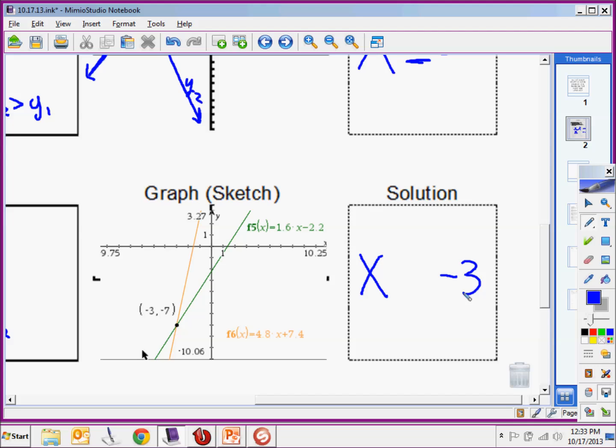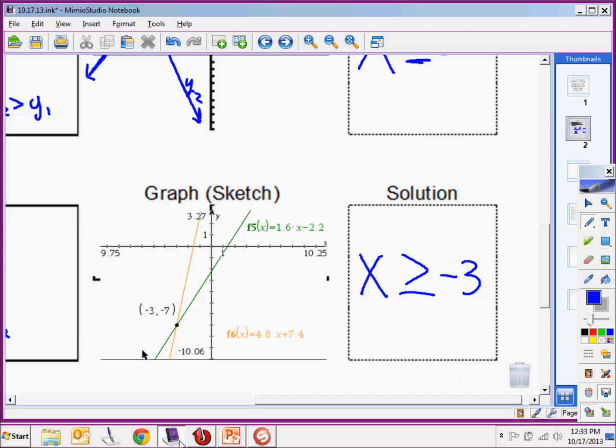So we want to know when they're equal. We got the equal part. Let's put our equal. Now we want to know when is y1 less than y2. So for me, it's my green value. When is my green less than my yellow? Is it when x's are getting larger, or is it when x's are getting smaller? When they're getting larger, so it's when x is greater than or equal to negative 3.